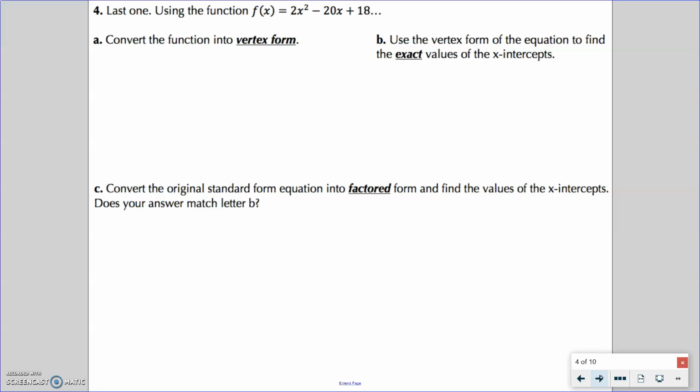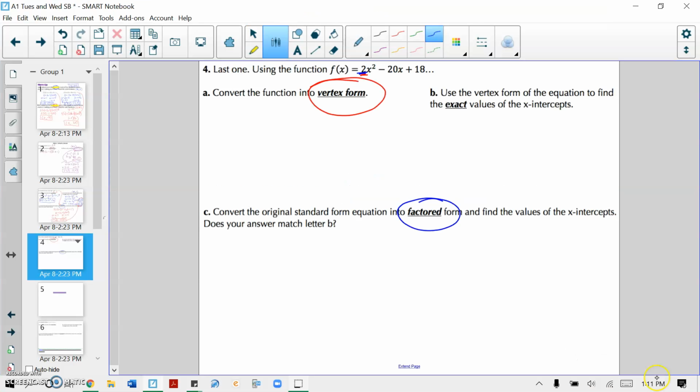All right, so here's the last one using this function. Here's what I'd like you guys to do, okay? I want you to practice converting it into vertex form using completing the square. Notice how there's a 2 in the front, so completing the square is a little bit tougher, okay? Then I want you to also convert this equation into factored form. Again, notice how the 2's in the front, making factored form a little bit more challenging. So pause the video at this point in time and see how you do.